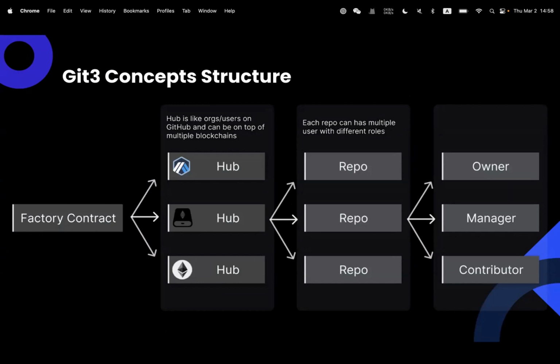So next are some core concepts in Git3. If you use GitHub, you have users and organizations, and you have teams. So in Git3, the top concept is a hub, and everyone can create a hub on Git3. The hub is a smart contract, so different hubs can be different smart contracts, but they are all created by our factory. And in each hub, we can have multiple repositories. It seems like GitHub, and each repository can have an owner and a manager. The manager can add contributors, and the contributors can push code. That's pretty straightforward.